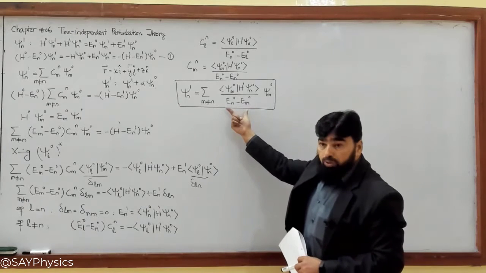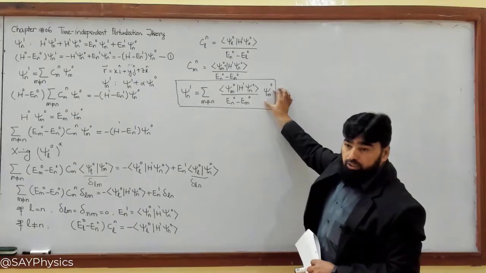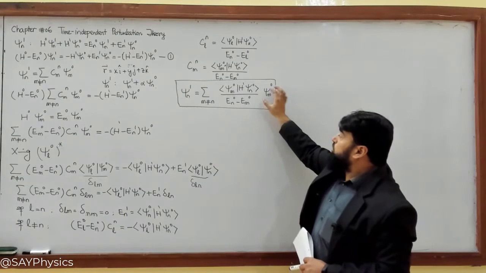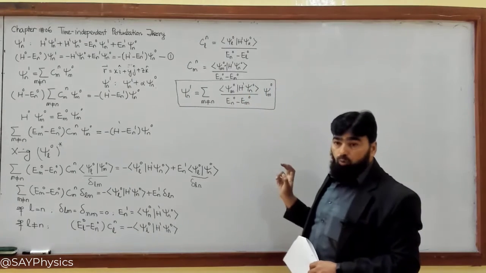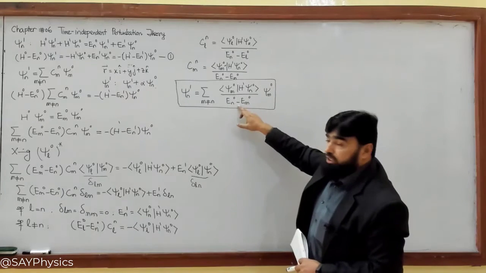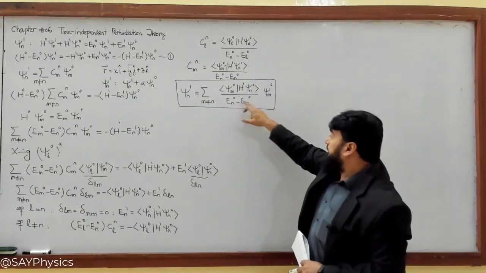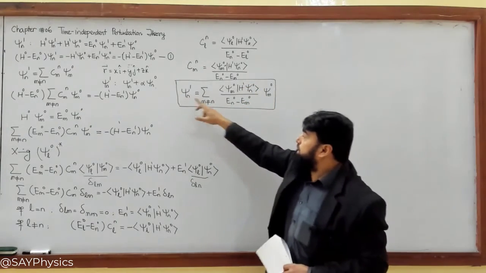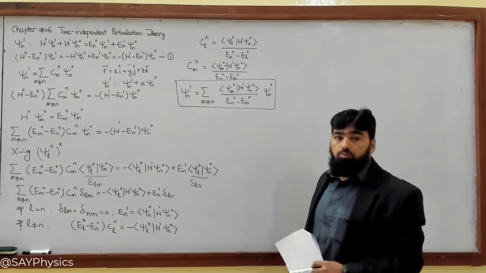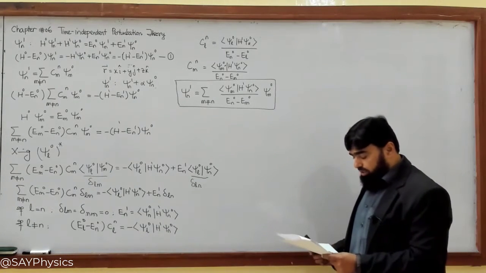Whatever comes from here, you multiply with the unperturbed state, right? So it will give you some value, and the wave function will be gone. This is just a number, and the wave function, so dimensionally the wave function is on both sides. And this is the first order correction.